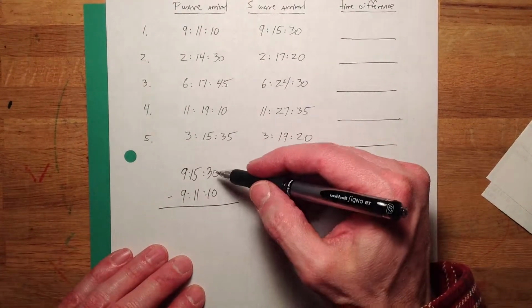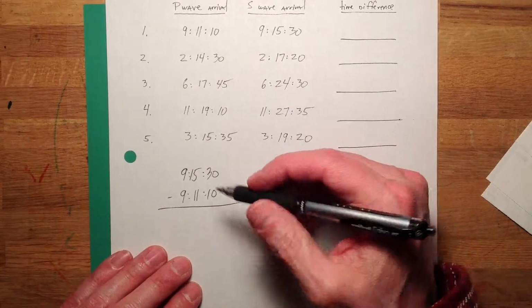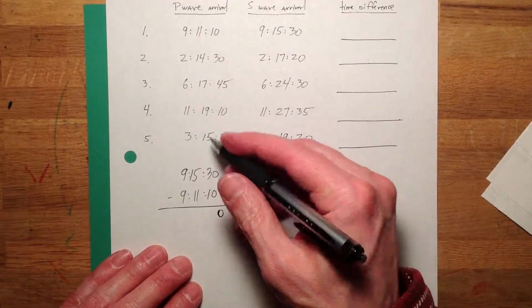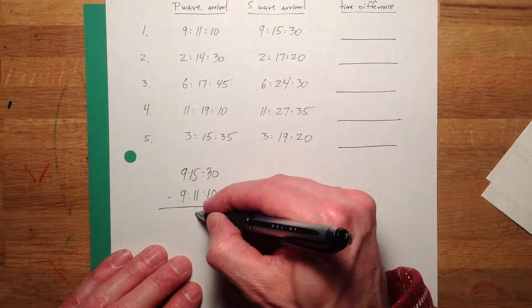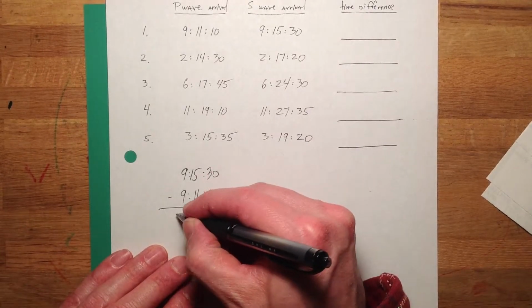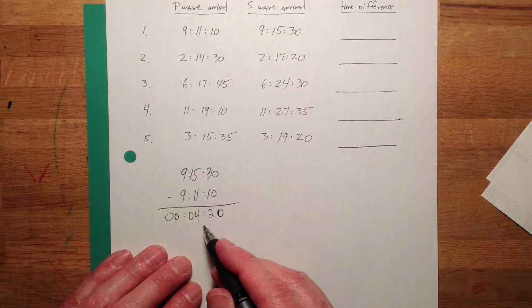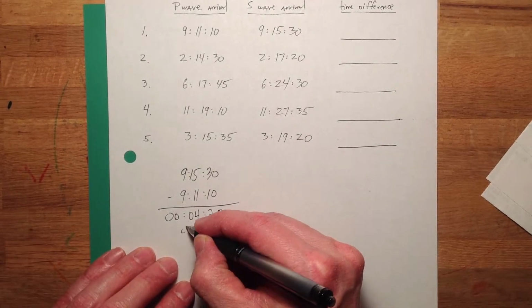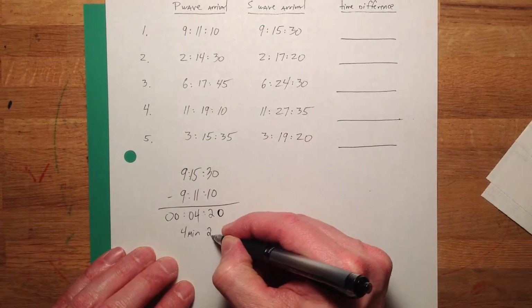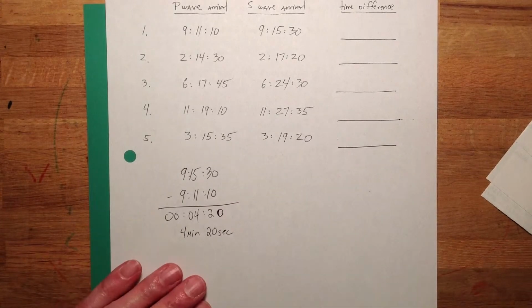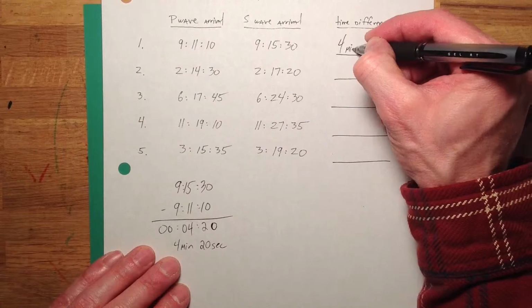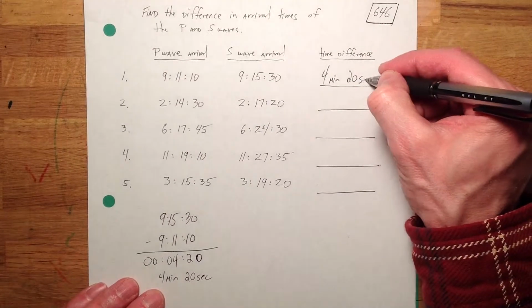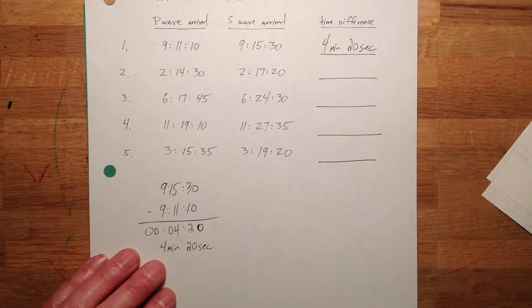Okay, so can I take 10 away from 30? I can. No need to borrow. 0, that becomes 2. Carry down the colon. That becomes a 4. And then that's 0, and that's 0. So 4 minutes, 20 seconds. You can write it like this if you'd like. 4 minutes, 20 seconds. Okay? Second one.